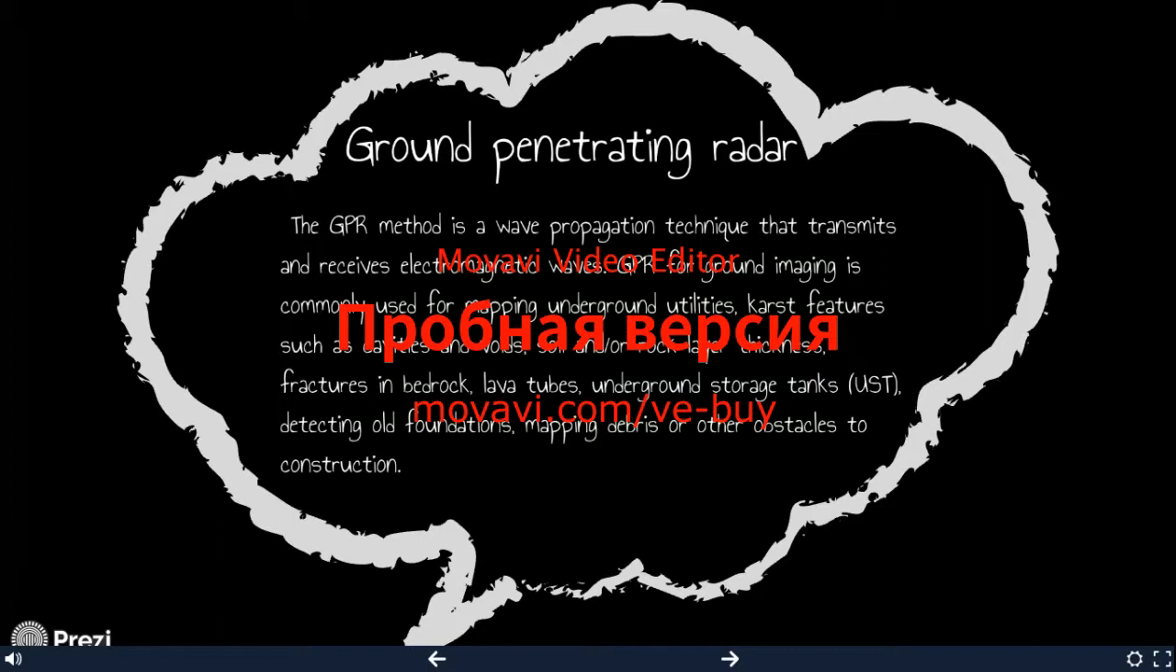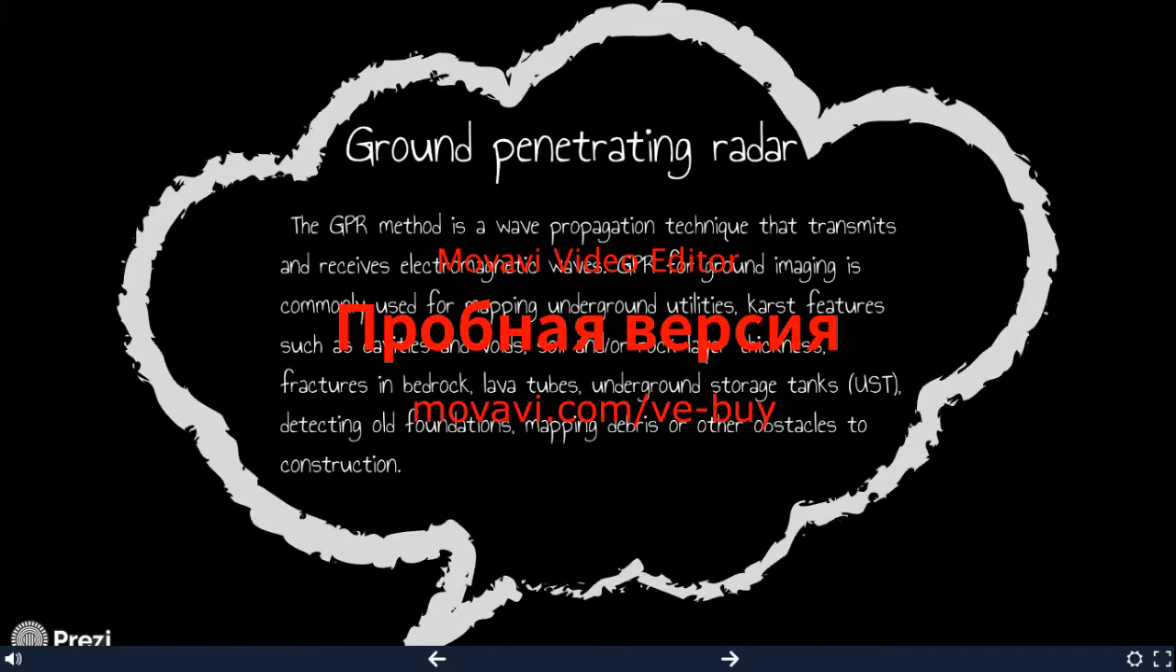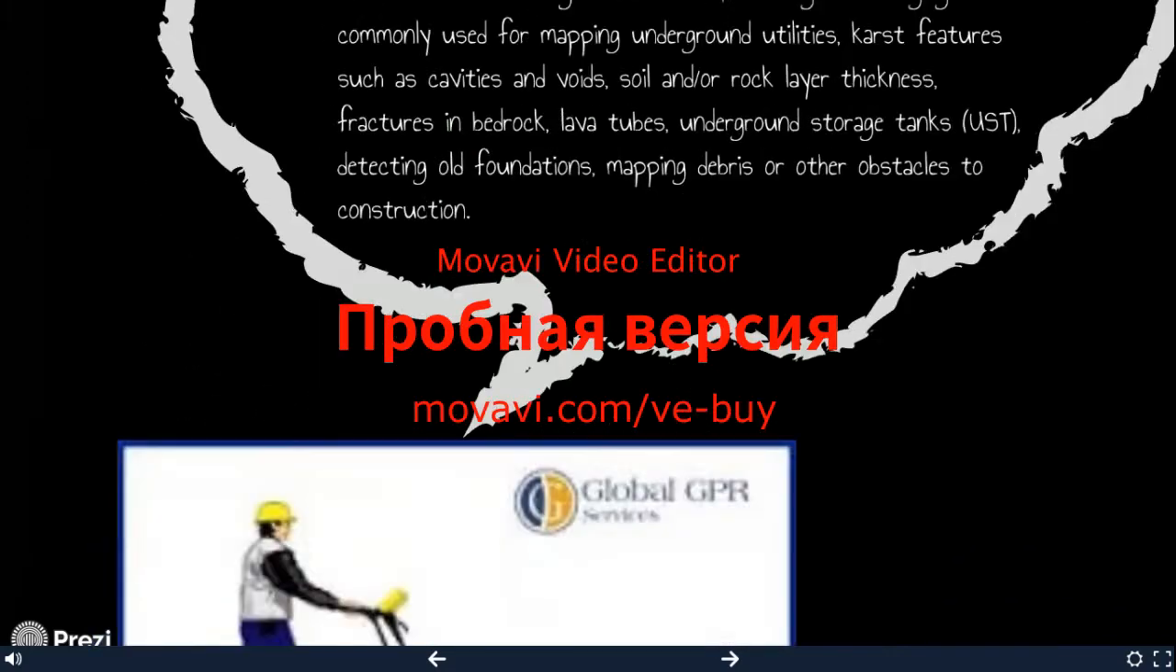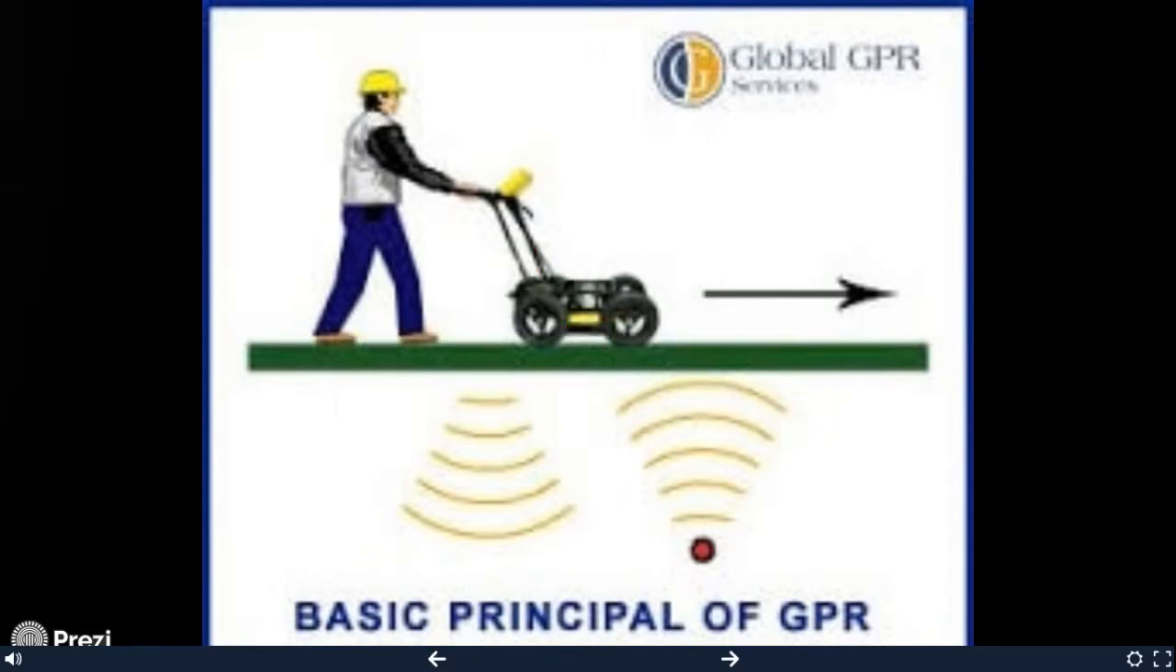The GPR method is a wave propagation technique that transmits and receives electromagnetic waves. GPR for ground imaging is commonly used for mapping underground utilities, karst features such as cavities and voids, soil and rock layer thickness, fractures in bedrock, lava tubes, etc. In this illustration you can see the basic principle of GPR, which is almost similar to seismic survey.